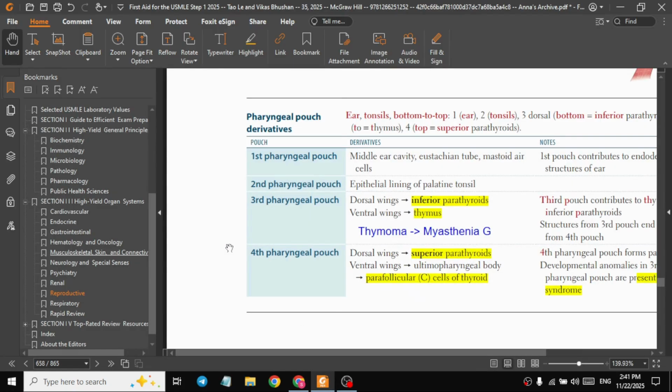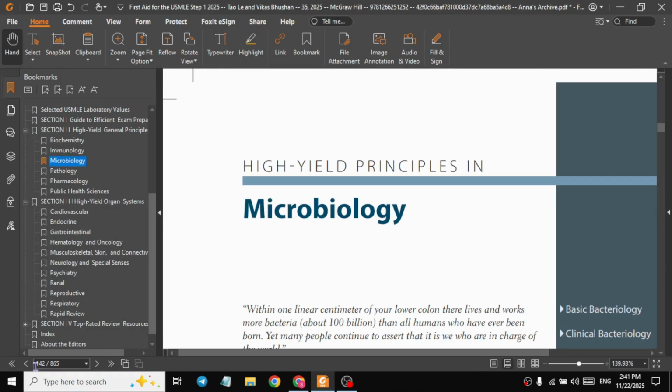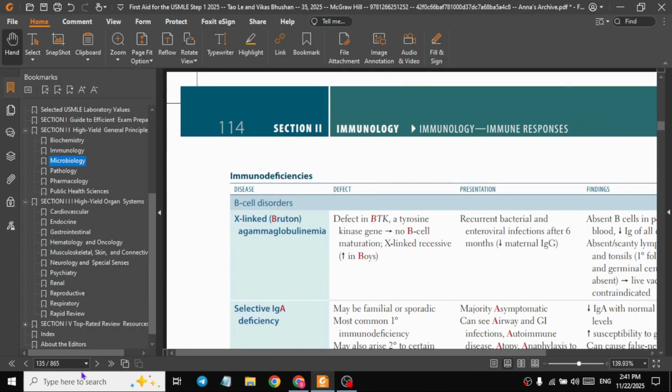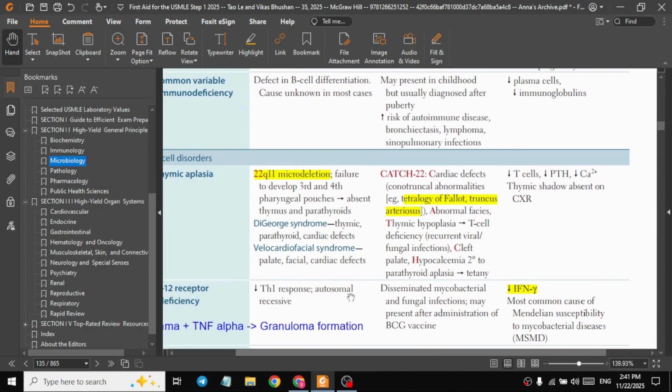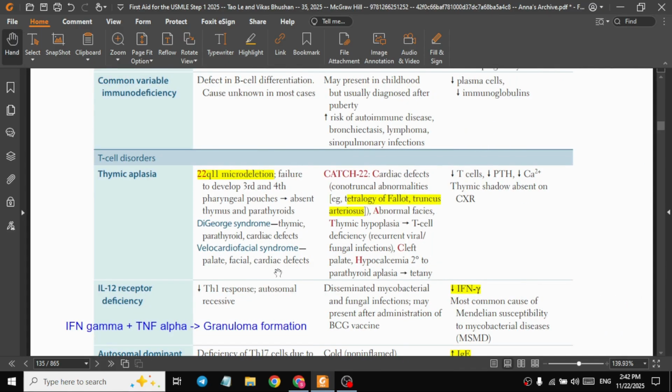Let me just see if we've covered all the things from our book, right? So you see, they've called it two different things. If it's velocardiofacial, you're going to see the palate, face, and the cardiac defects, right?